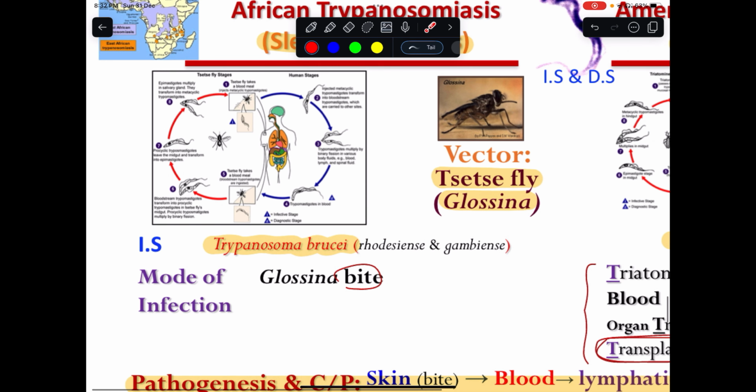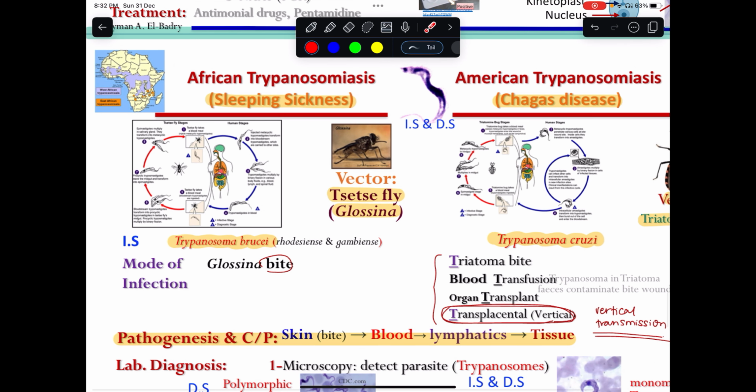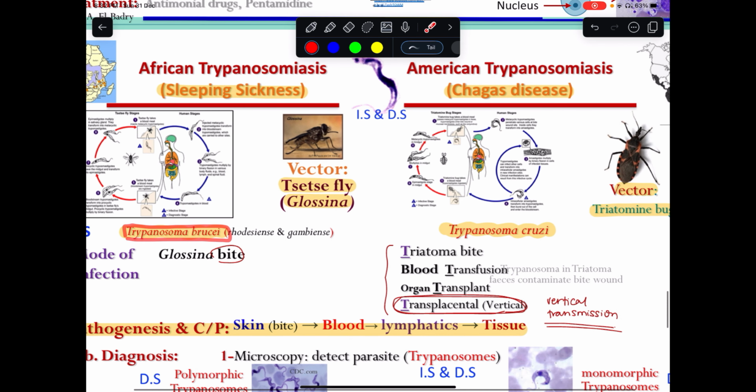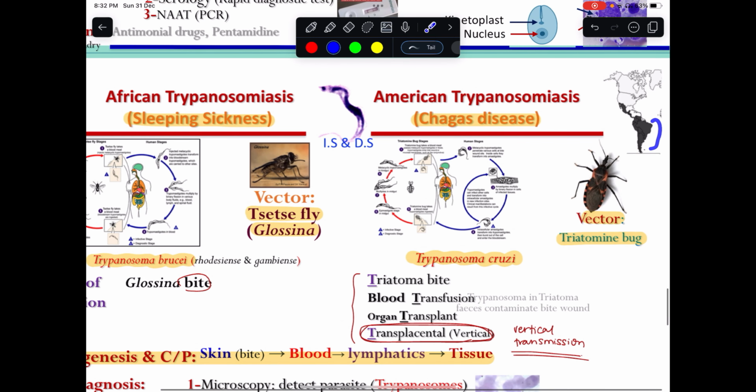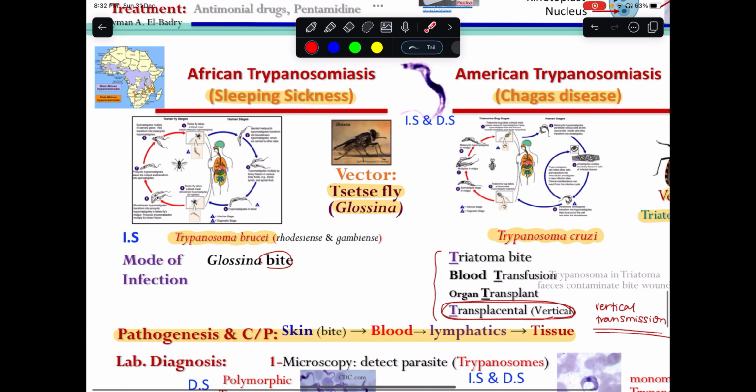So our infective stage for African trypanosomiasis is Trypanosoma brucei, and for the American it is Trypanosoma cruzi. So to remember, cruzi, think cruise ship, that's such a Hollywood thing. It's American. And we have Trypanosoma brucei.